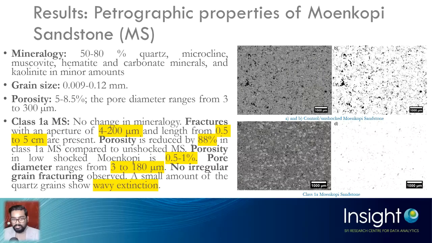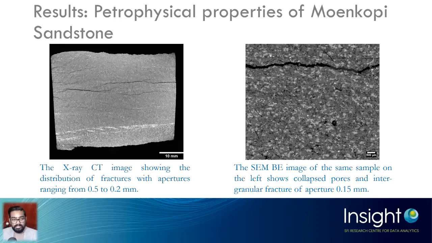A is the original SEM image, and B is the thresholded SEM image, where the black colors represent the porosity in the Moenkopi sandstone. Similarly, the amount of black spots has been reduced in image D, which represents class 1A Moenkopi sandstone.